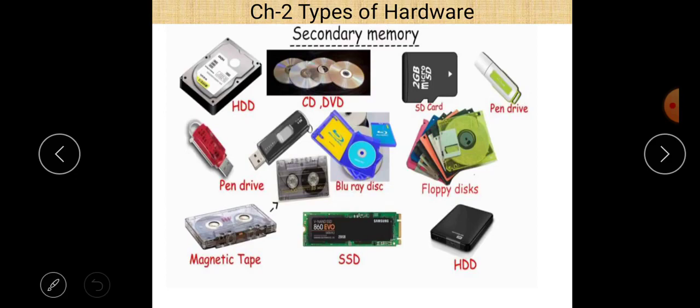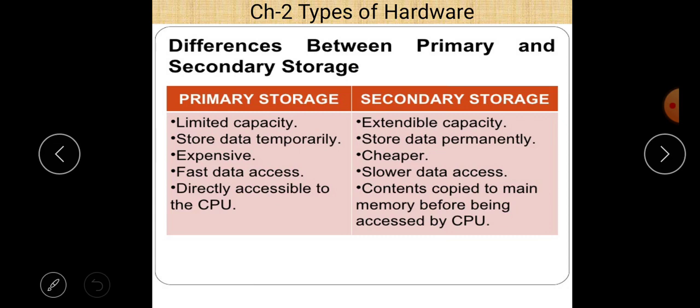These are the different types of secondary memories: pen drive, SD card, CD, DVD, magnetic tape, hard disk. Difference between primary and secondary memory: primary memory is much faster than secondary memory, less expensive as compared to secondary memory, and data is stored temporarily in primary memory, while we can store data permanently in secondary storage. And the most important point, primary storage is directly accessible to the CPU, while in case of secondary storage, contents are copied to the main memory before being accessed by the CPU.